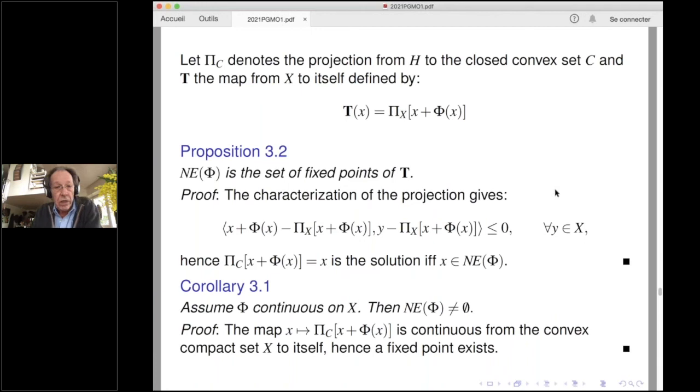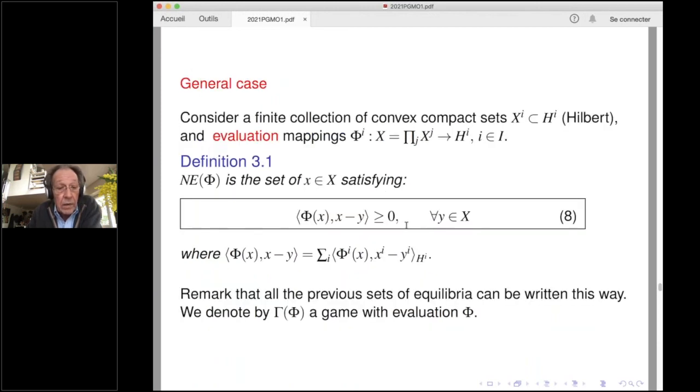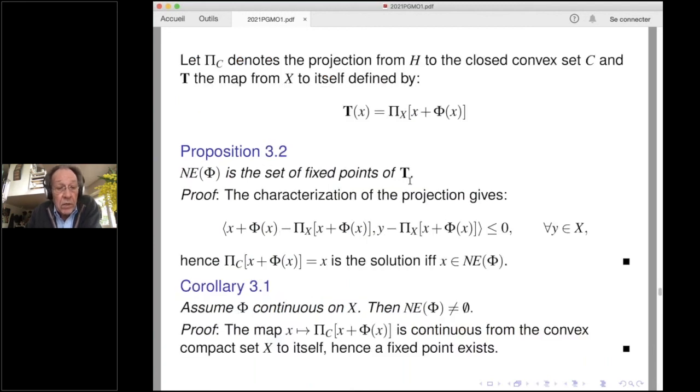If you look at the projection, you look at x plus phi minus the projection, scalar product with y minus the projection. This is less than or equal to 0. This is the definition of the projection on a convex set. If you have a fixed point, then it will be a solution of this. Because if you put x here, you have x plus phi minus x, so you have phi, y minus x, and this is the definition of Nash equilibria here. So the set of Nash equilibria are precisely the fixed points of this operator.